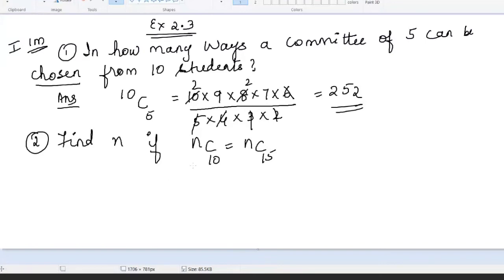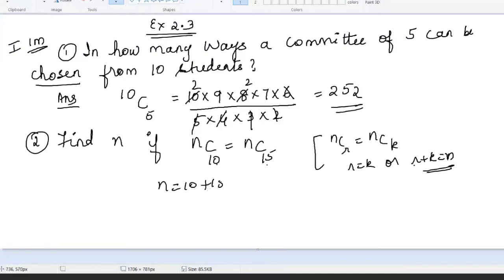So the condition: if NCR is equal to NCK, then either R is equal to K or R plus K is equal to N. Here this number and this number are not equal, so I have to satisfy the next one. If they ask me N, I have to add this R and K. So N is nothing but 10 plus 15. So N is equal to 25. Yes?